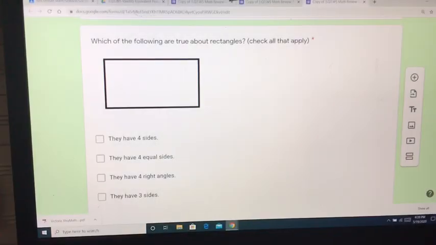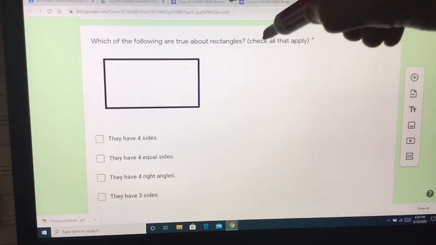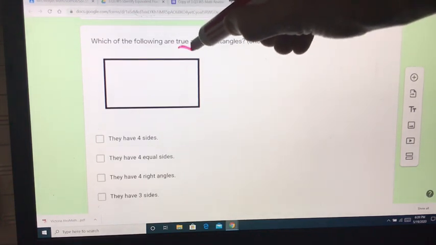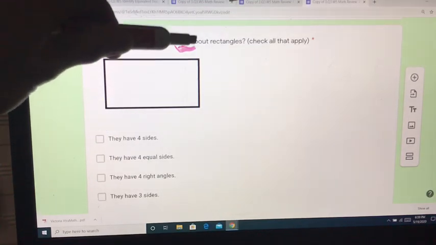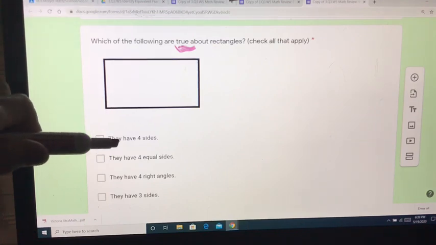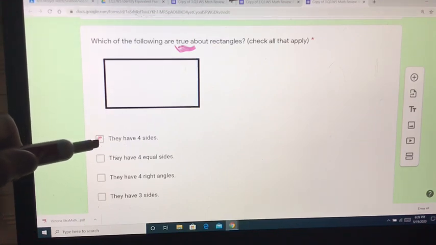Question number 2 says, which of the following are true about rectangles? So I've read it. I don't have a number in the problem, but I do have the word rectangle. I know a rectangle has 4 sides, and I have to find what's true about it. And it says check all that apply. So that means there could be more than one answer here. So I already knew that rectangles have 4 sides because of the definition of a rectangle. So that'd be one that I would pick.